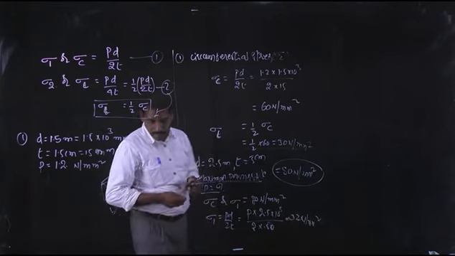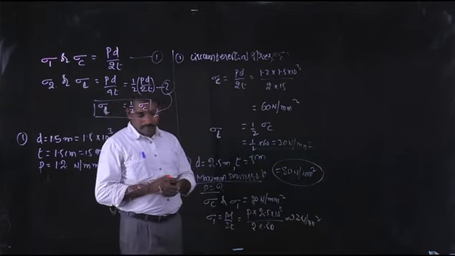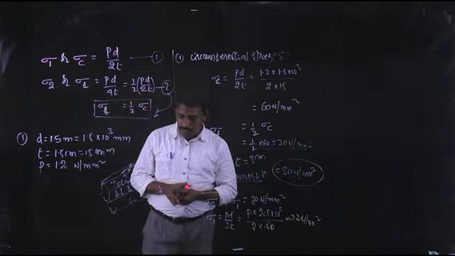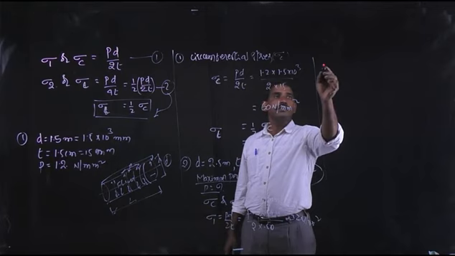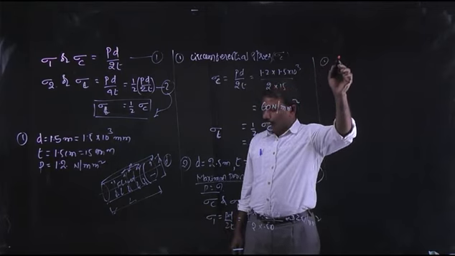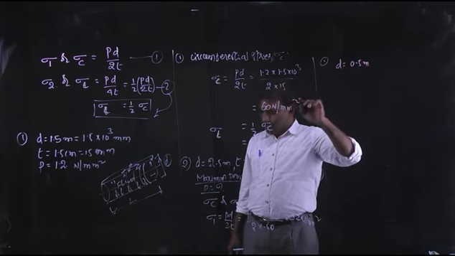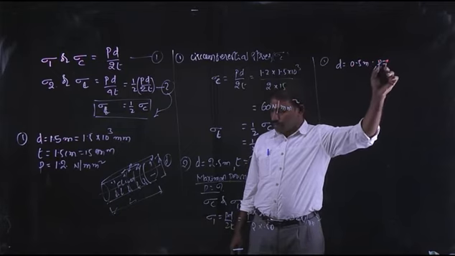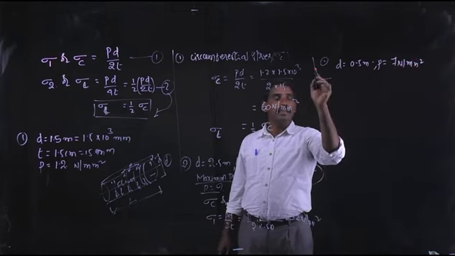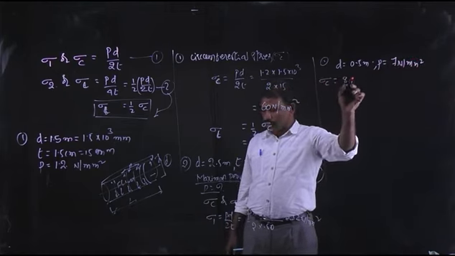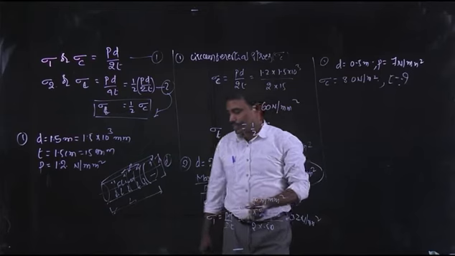This is one important parameter. Similarly, if the diameter is given, the pressure is also given, and sigma 1 is also given, then you can find out the thickness. So if the diameter of the pipe is 0.5 meters, and the pressure P is 7 Newton per mm square, and the circumferential stress is also given, that is 80 Newton per mm square, what do we have to calculate? You have to calculate the thickness.